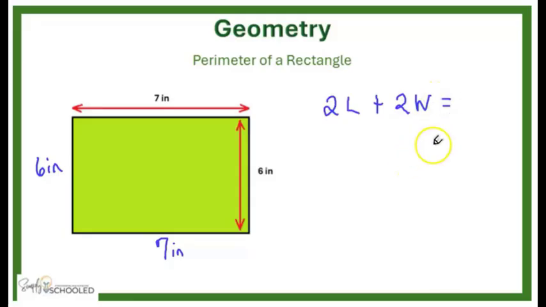Okay, let's see what that looks like. The length is 7. So this would be 2 times 7 would be 14. 2 times w, the w is the width, which is 6 inches. 2 times 6 is 12. So when we add those together, we get 26 inches. So the perimeter of a rectangle is 2 times the length plus 2 times the width.